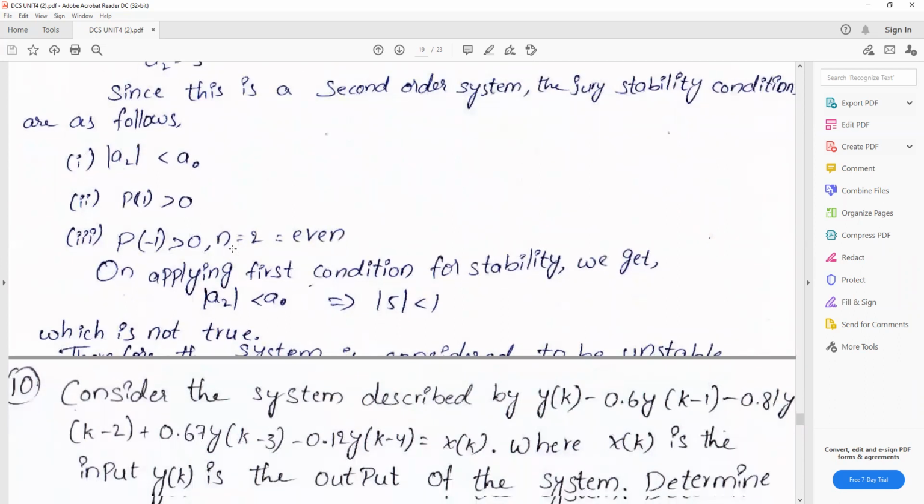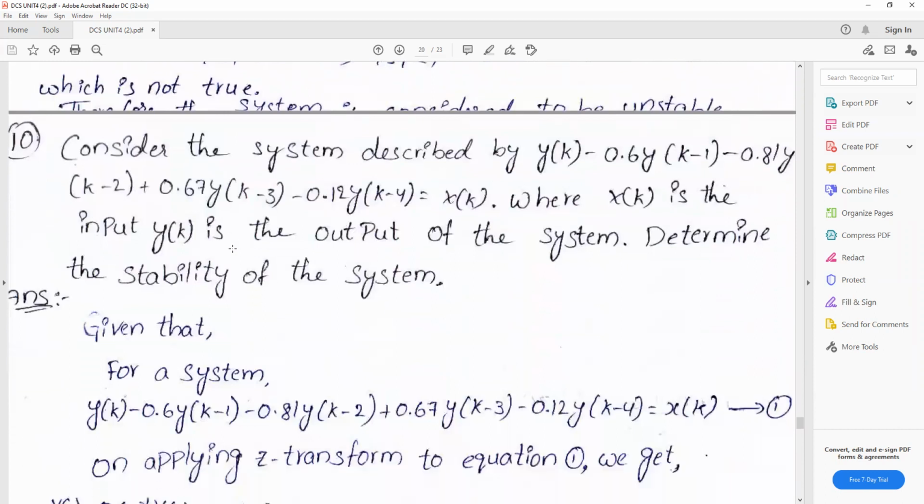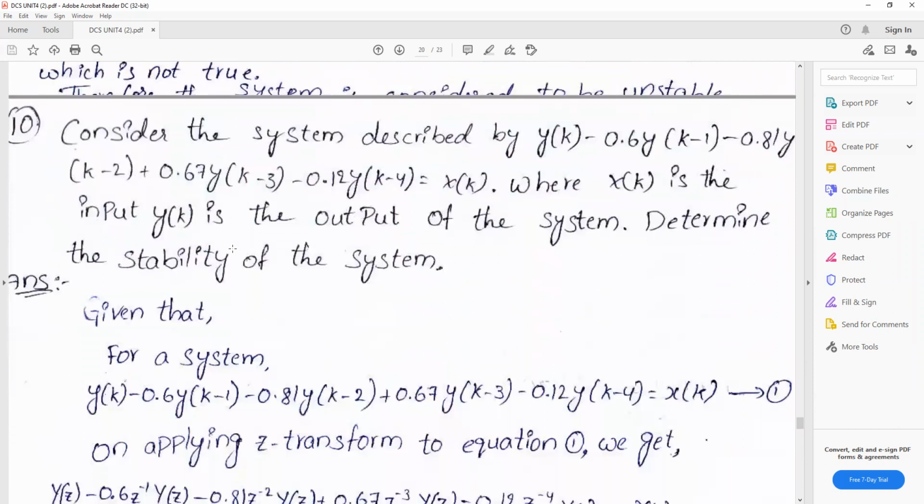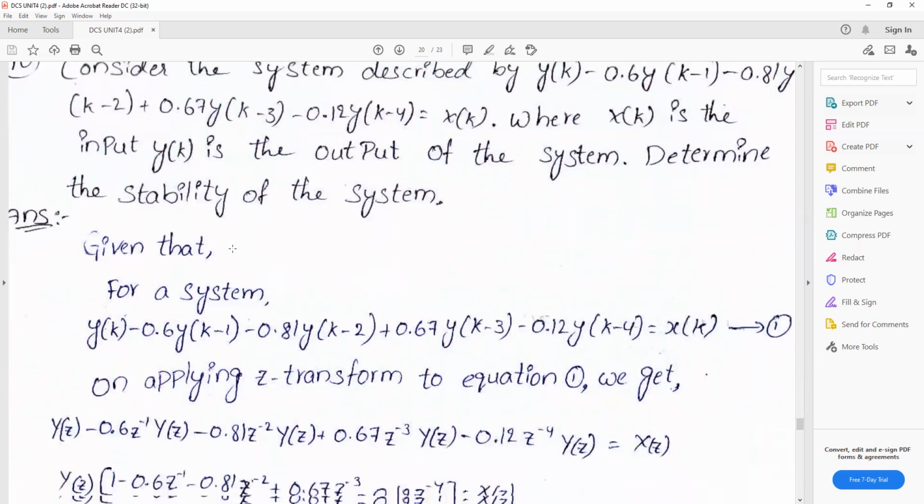Okay? Next, the same in the system equation: y of k minus 0.6 y of k minus 1 minus 0.8 y of k minus 2, k minus 3, k minus 4 is equal to x of k. X of k is the input signal, y of k is the output signal. Determine the stability of the system.